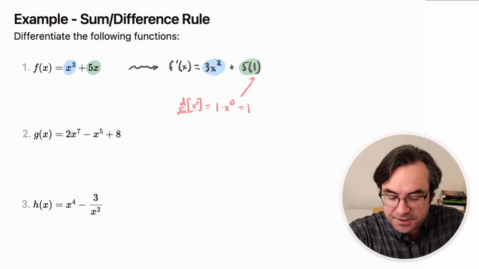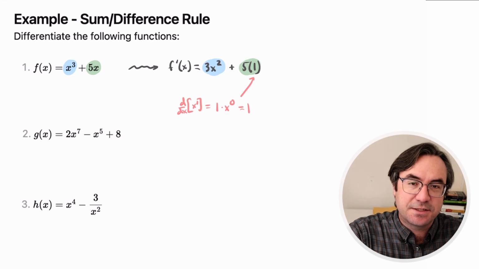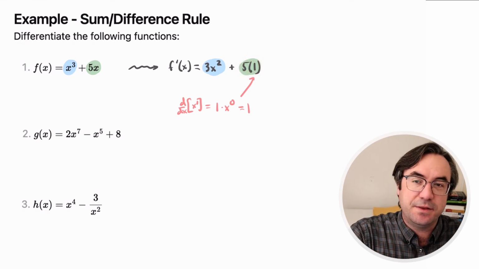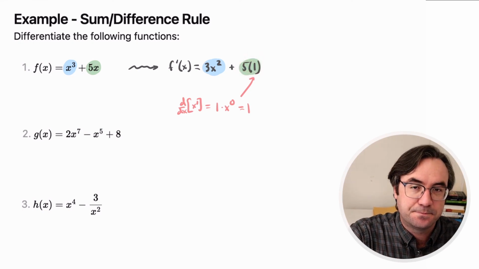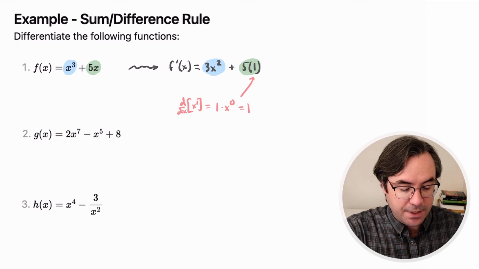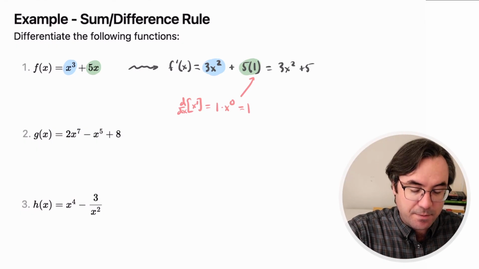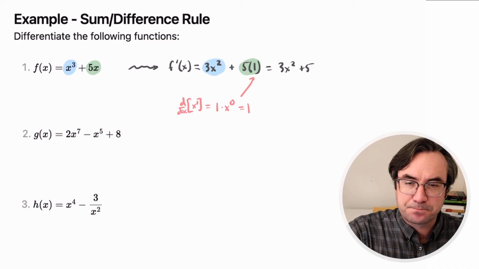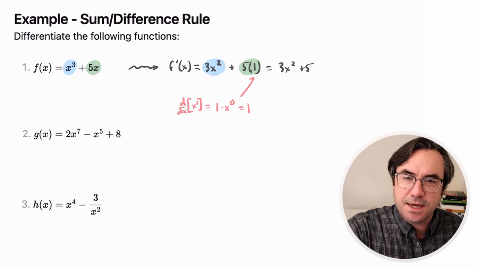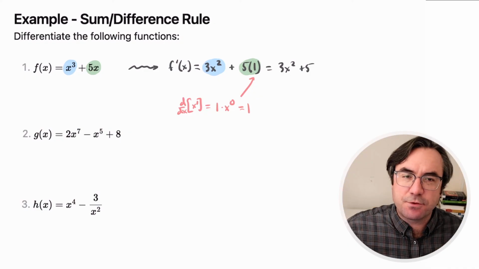Another way to think of this: when we have just 5 times x, the derivative is just going to be the constant in front, the 5. It's good to simplify this; we don't normally write multiplication by 1. We'll save the rest for class.